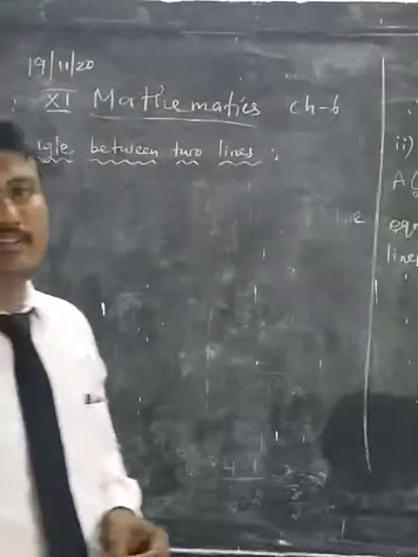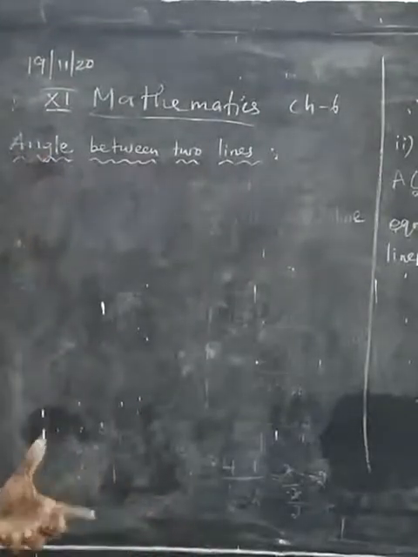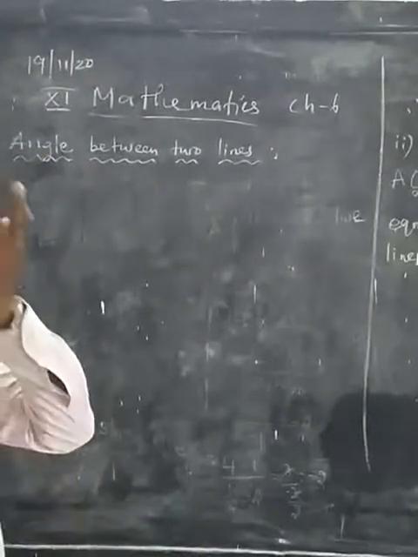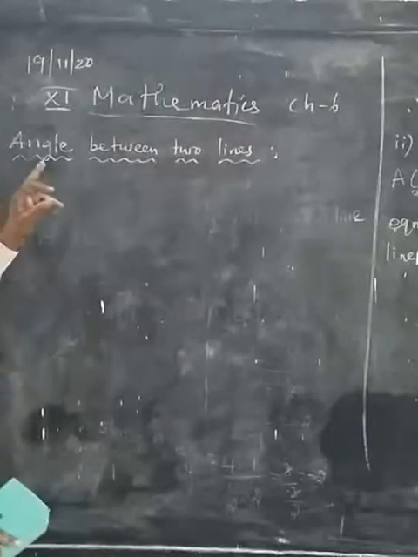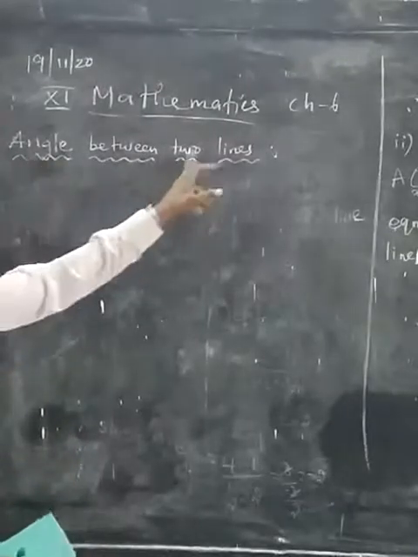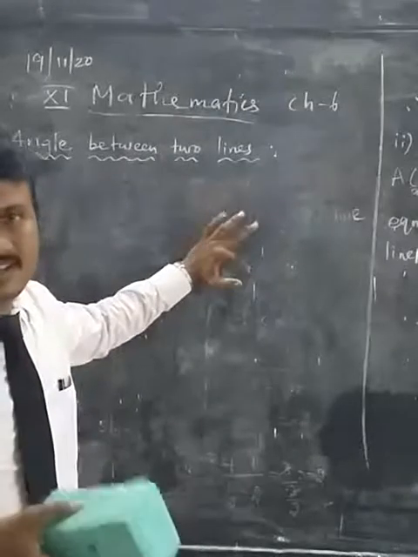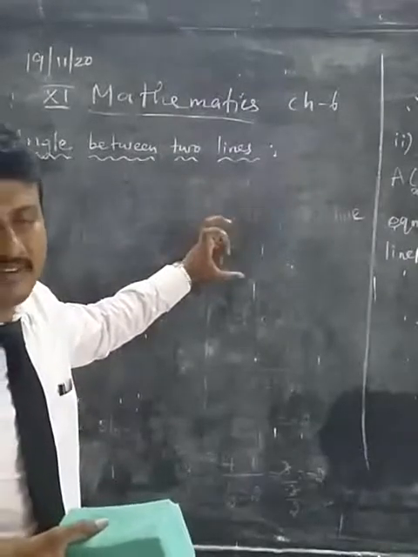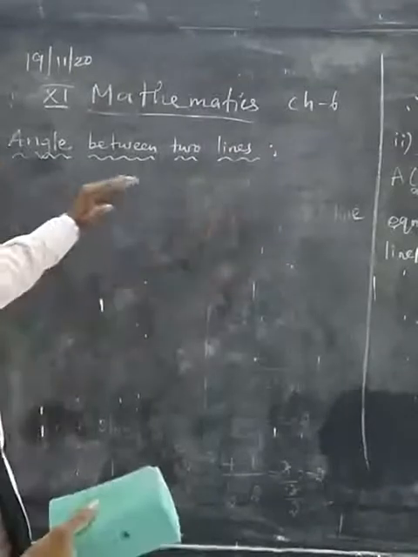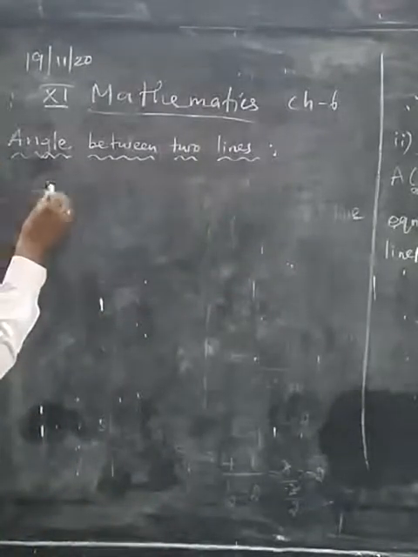Okay, next we will see a few theoretical parts. Then we will move on to the problem side. Out of that, the first one is the angle between two lines. The meaning is very clear. If two lines intersect, definitely it will create an angle. How to find that angle? A formula was given to us.